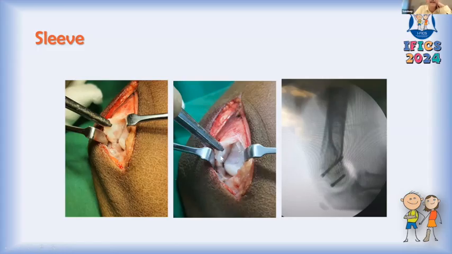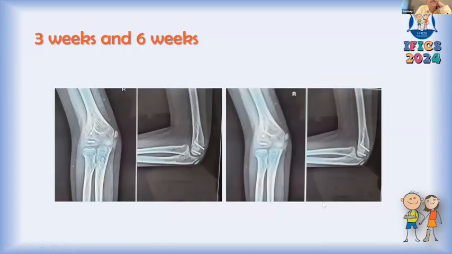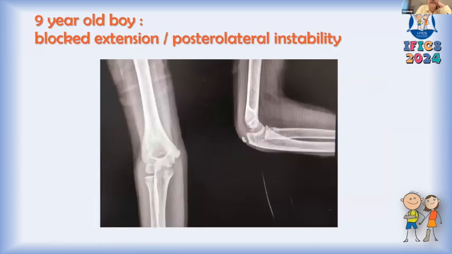So this piece was dissected out. This was a delayed presentation fixed with a couple of Herbert screws. And that is how the fracture healed over a period of time and went on to satisfactory union. This is another example of a subtle instability, not a frank dislocation. A 9-year-old boy who came to me 4 to 6 weeks after his index injury with a posterolateral elbow instability.